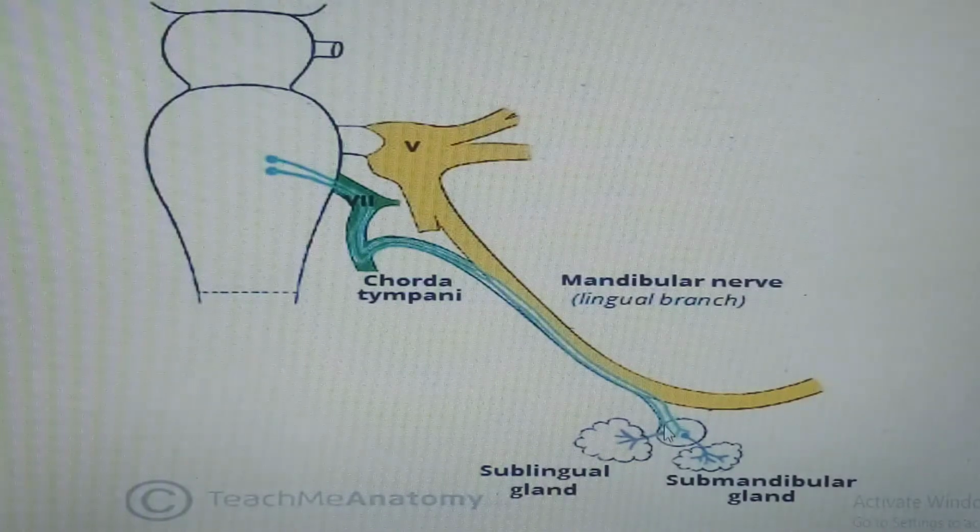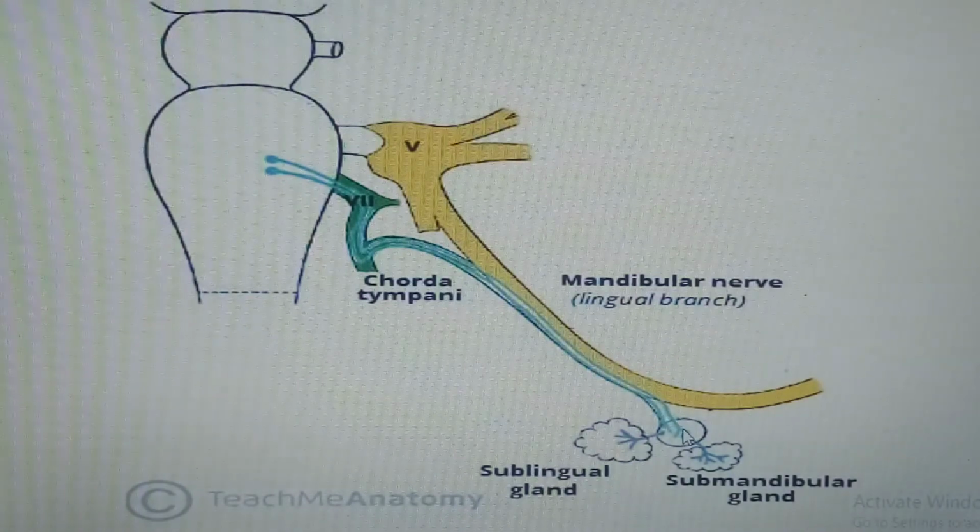Now prior to synapsing in the submandibular ganglion, this chorda tympani, which is carrying the presynaptic fibers of the superior salivatory nucleus, will join with the lingual branch of the mandibular nerve. The mandibular nerve is the third division of the trigeminal nerve, cranial nerve 5. So it will combine over here to join with it.